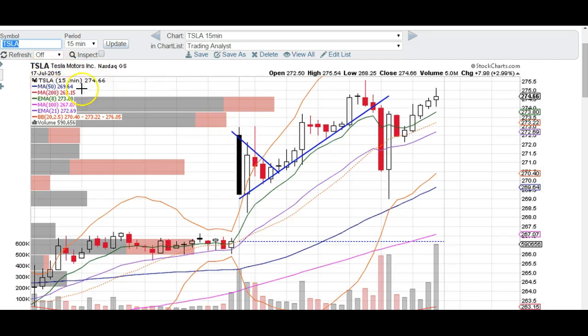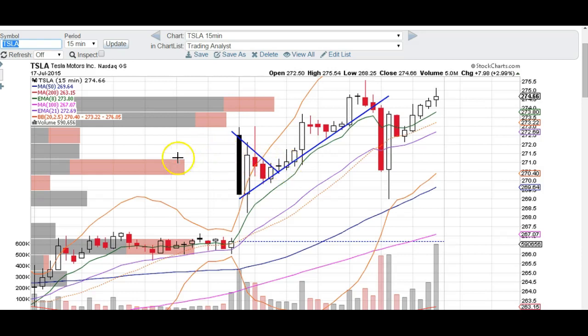So this is the 15-minute chart on Tesla from yesterday, Friday's trading session. As you can see, we had a nice little bull pennant right here, or symmetrical triangle, whatever you want to call it, and we got long right here on this candle. It broke out of the triangle with this candle, but I wanted to see a break above.